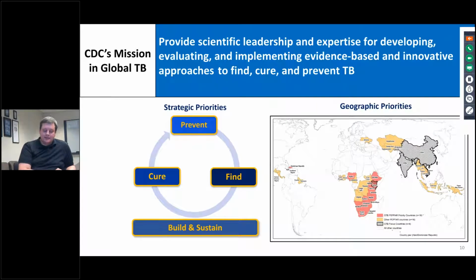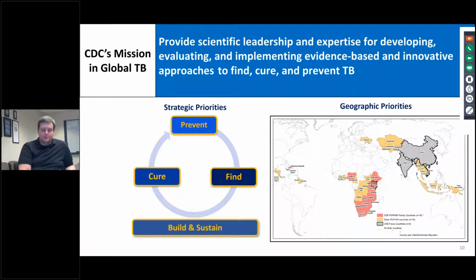CDC aligns with the End TB strategy, the PEPFAR strategy for accelerating HIV/AIDS epidemic control, the U.S. government's TB strategy, and the U.S. National Action Plan for Multi-Drug Resistant TB. Our mission is to provide scientific leadership and expertise for developing, evaluating, and implementing evidence-based and innovative approaches to find, cure, and prevent TB, as well as to build and sustain surveillance and laboratory systems and workforce and research capacity.